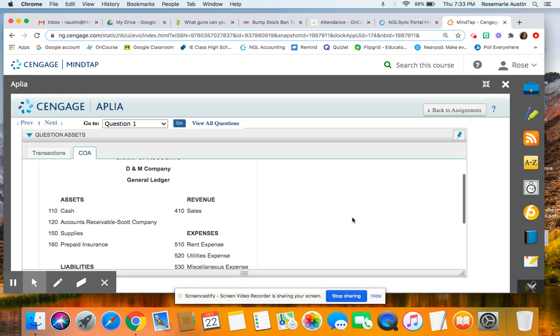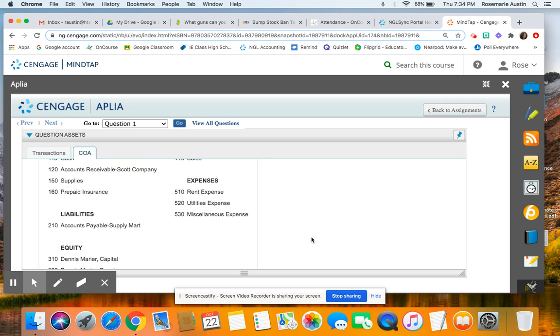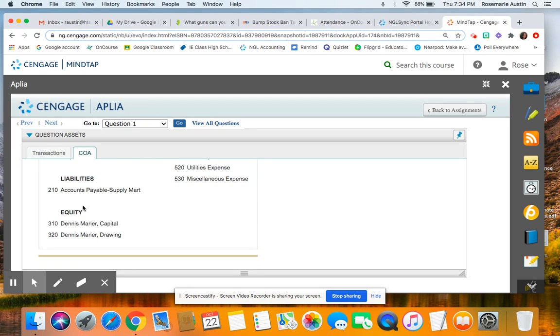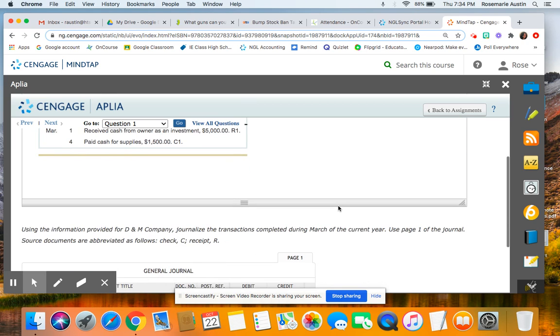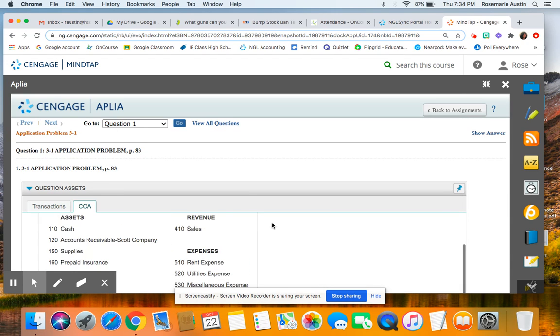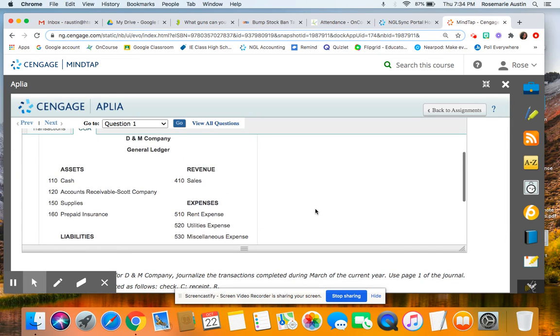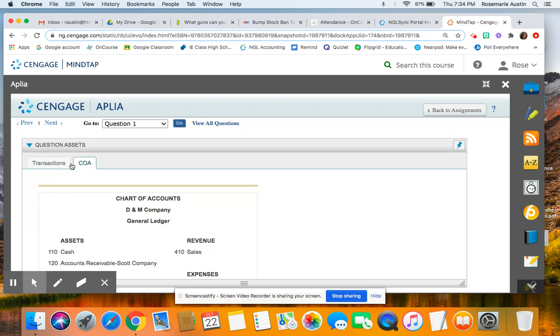D&M company. You can see their assets, their revenue, the expense accounts, one liability account, accounts payable, and here are the equity accounts, owner's equity accounts. You have the owner's capital account and the drawing account. So if you're not sure of how to type the name of an account in the account title column on the transaction side in the general journal, you can always click on this chart of accounts and double check the actual title of the account if you're not sure what to type in there. Okay, so don't forget that that's always there for your reference.